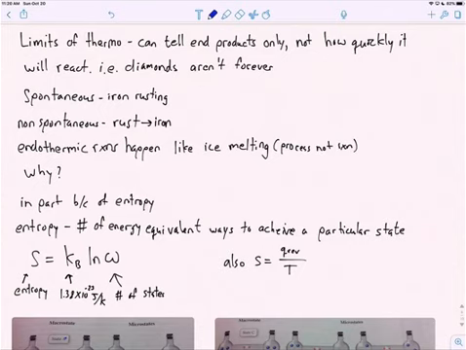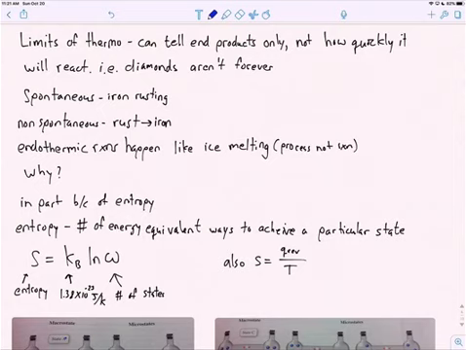Entropy is disorder. And entropy is the number of ways to achieve a particular state. So the more states, the higher the probability of that state, the more likely it's going to be in. And things will move towards the higher likelihood of states. So this is two definitions of entropy.